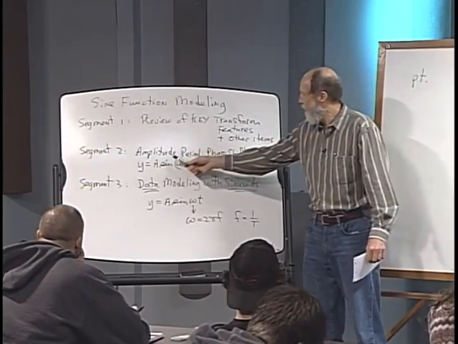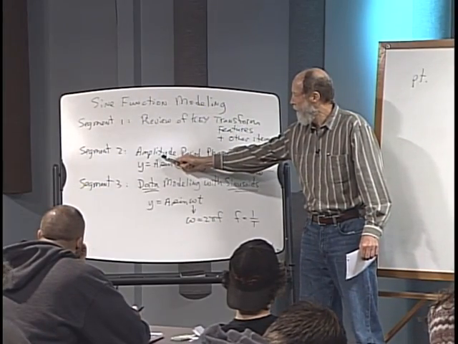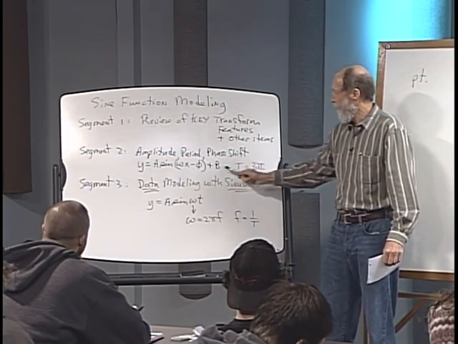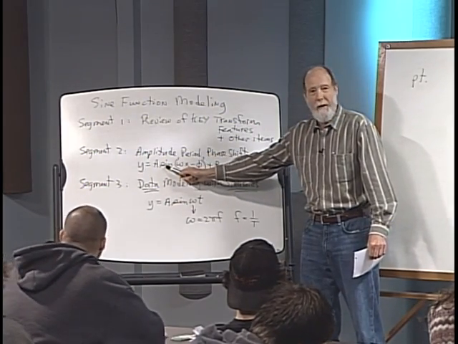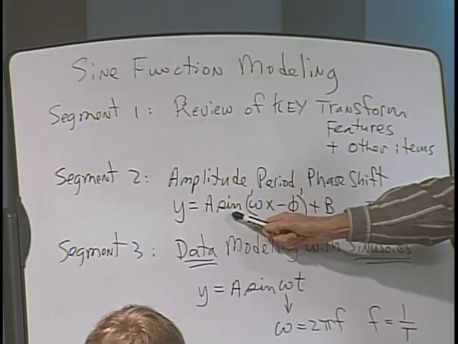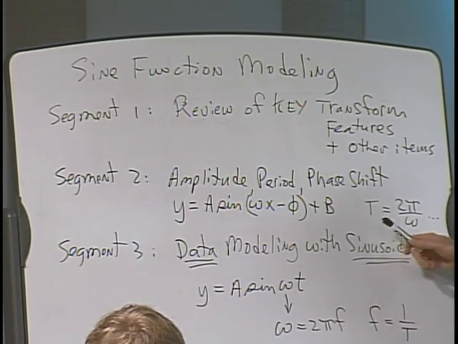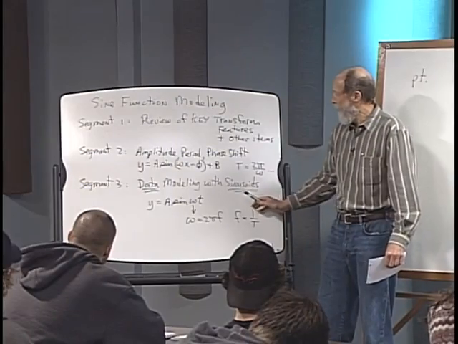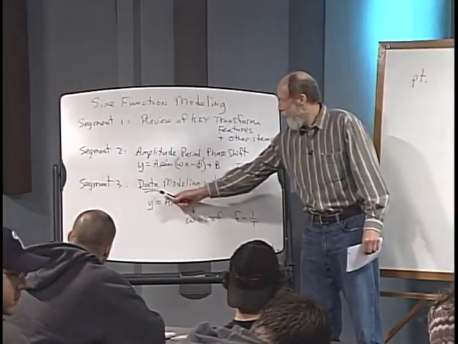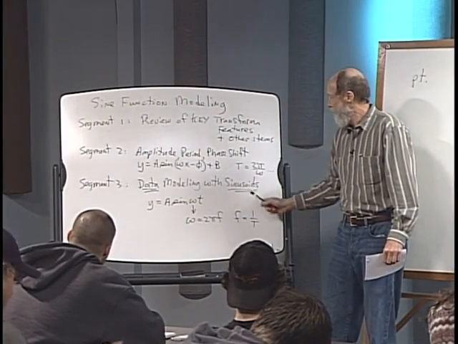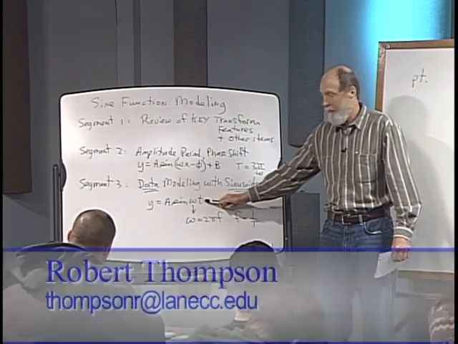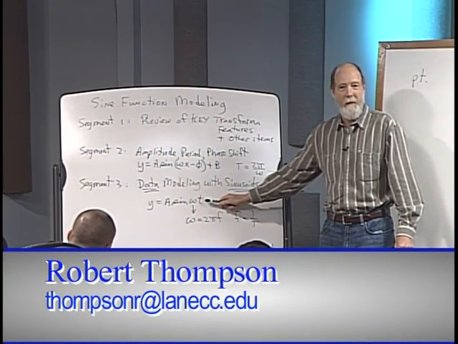And then in segment 2 we're going to talk about some new items called the amplitude, the period, and the phase shift associated with sinusoidal modeling, which could be either a sine or cosine function, and talk in detail about what the period of a trig function is. And then when we get to segment 3, we want to do some data modeling with sinusoids, where we're now talking about things that usually behave as functions of time.